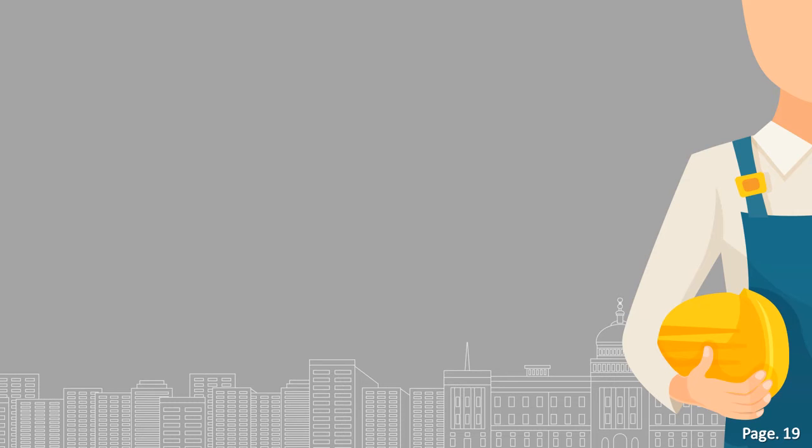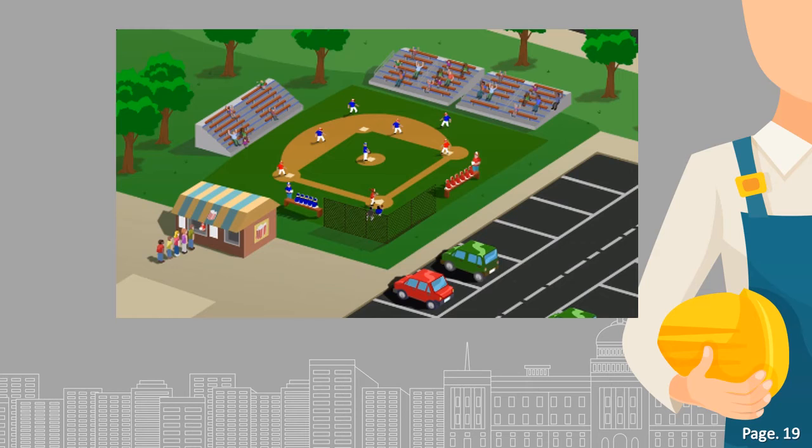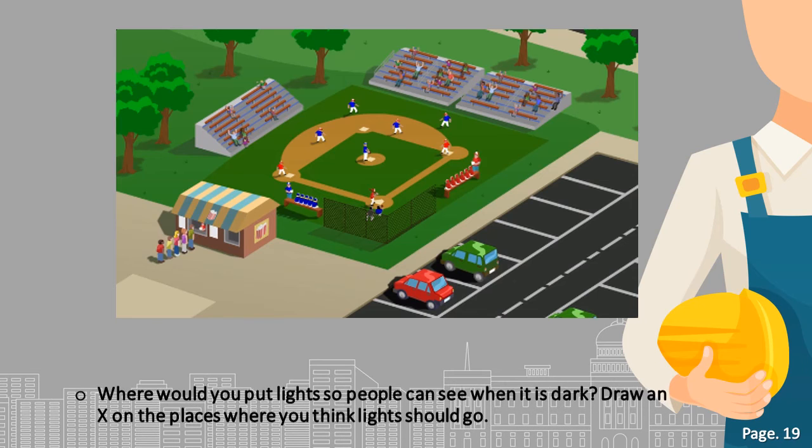Let's start solving our first exercise on page 19 in our science book. And here we have a picture of a baseball field. And our question is, where would you put lights so people can see when it is dark? Draw an X on the places where you think lights should go.